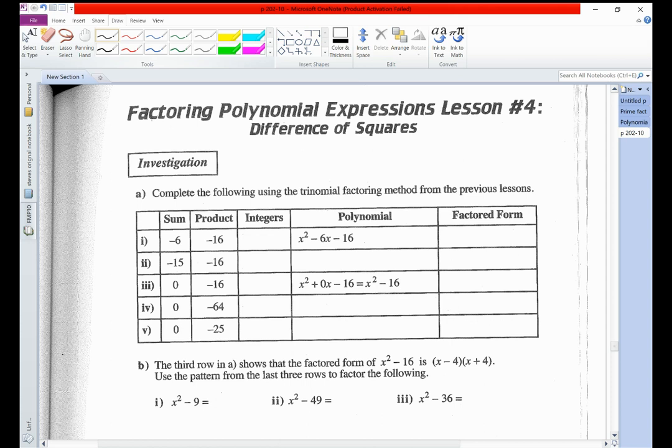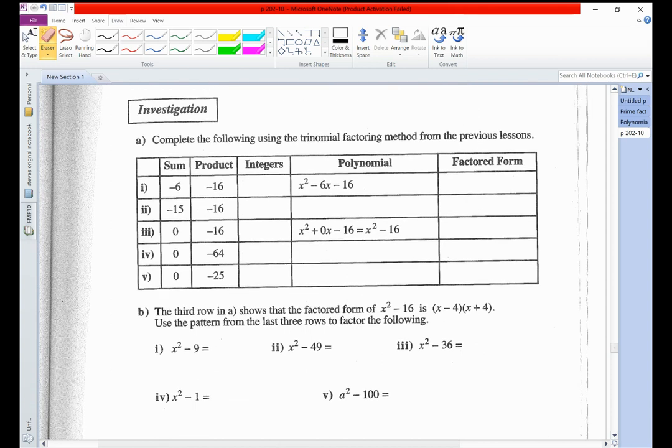So we are looking at what's called difference of squares, and we'll get into that in a second. First, we're going to complete this table. So you've seen a table like this before, and what we're going to do is start at the top row there, and we're going to say that we're looking for two numbers that multiply to -16 and add to -6.